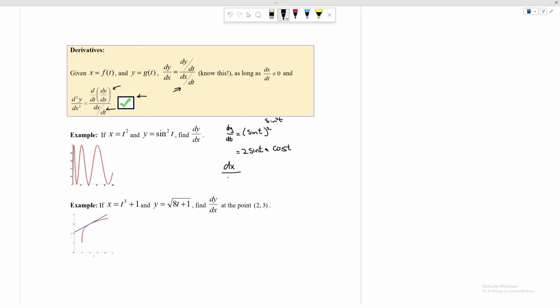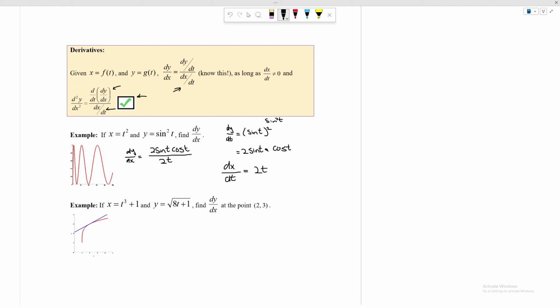My derivative number 2, what I'll do is I just have my t squared, and when I derive t squared it's just 2t. Nothing too spicy. And so now what I gotta do is divide them together. So my dy over dx equals 2 sine t cos t all over my 2t. And that is my dy over dx, the derivative of my Cartesian equation.